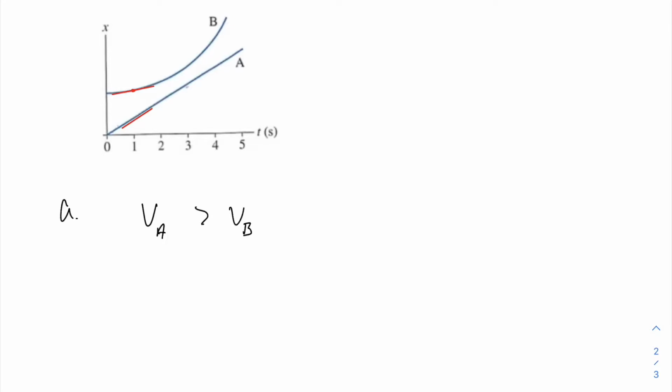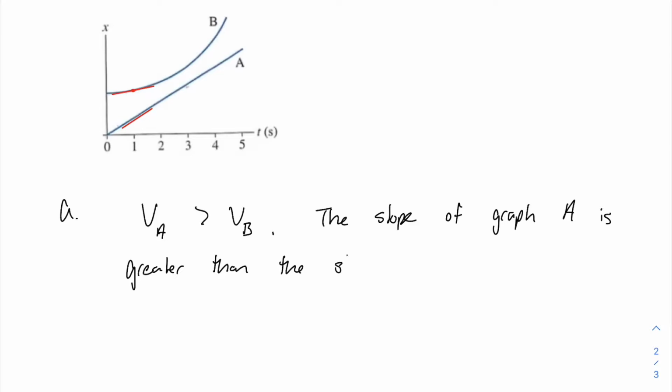And the reason for that is because the slope of graph A is greater than the slope of graph B at 1 second.